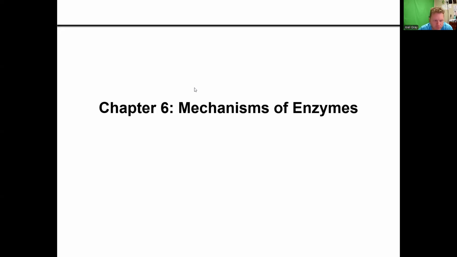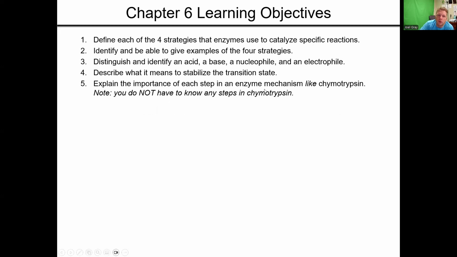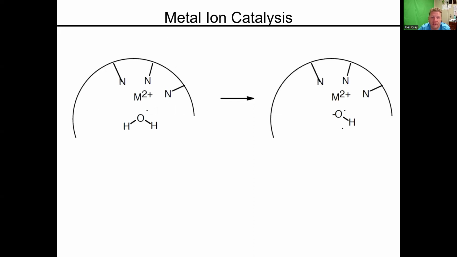There we go. Okay, so mechanisms of enzymes. We've already kind of seen these, but we're going to go a little bit deeper into them. We need to be able to identify different strategies and give examples. To me, one of the most important things about any enzyme mechanism is recognizing the players involved, recognizing specifically the amino acids that are involved and what they're acting as.